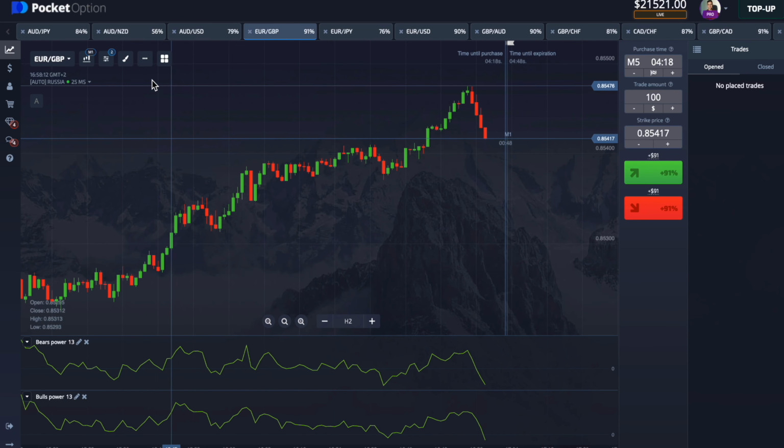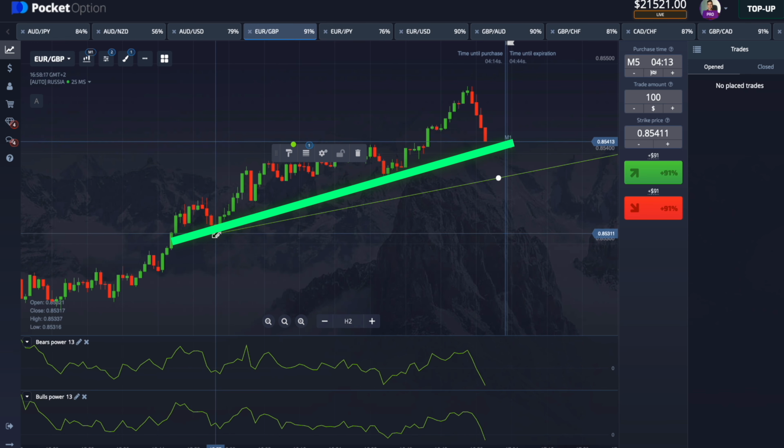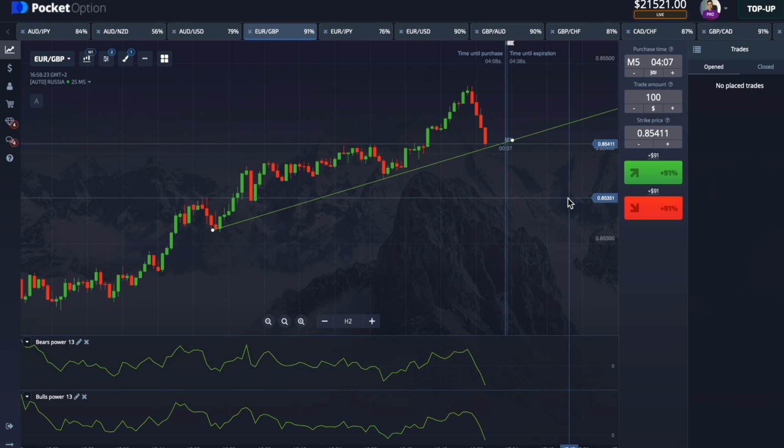What we see here is an uptrend. The price is moving along this trend line and eventually runs into the level of support. Well, this serves as a great signal for us to make a move.